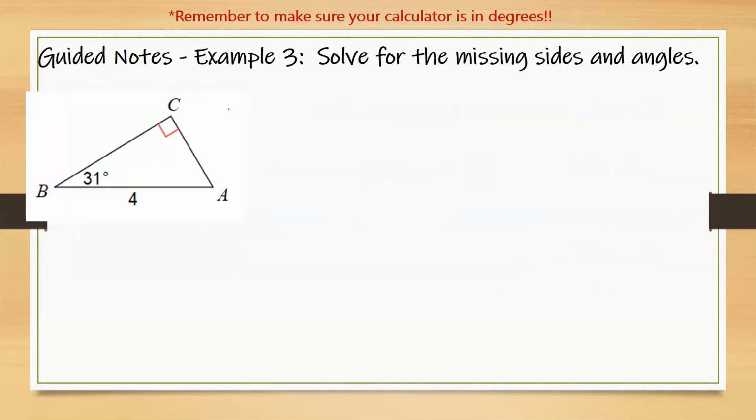Okay, we have two more. Again, pause the video, try this on your own, and then check your answers with mine. Again, we're going to look for two side lengths here and then one missing angle. So I'm going to find AC first.